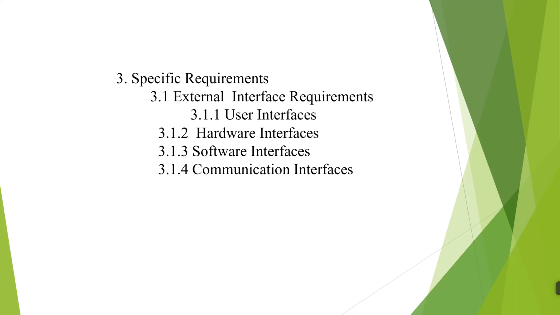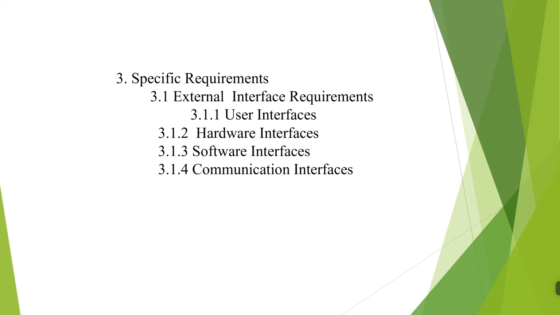So considering the specific requirements, what are the things you are supposed to consider? Point number one, you need to consider external interface requirements. Like, the particular software is connected to what external interfaces? It may be connected to the internet. It may be connected to some hardware devices. It may be connected to some external requirements. So what are the external requirements your software is depending upon and connected to? That you have to list out.